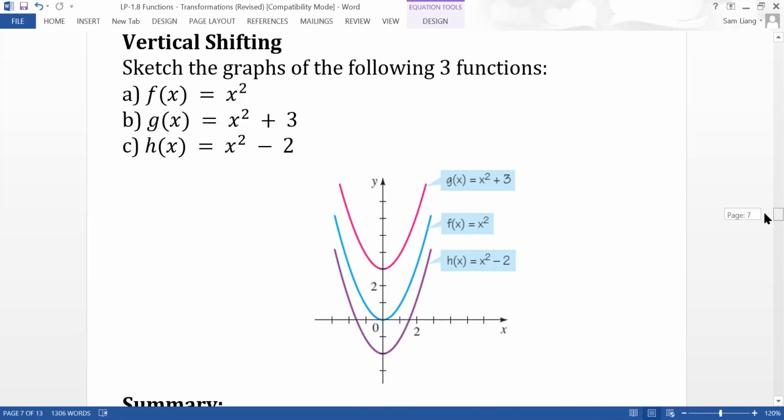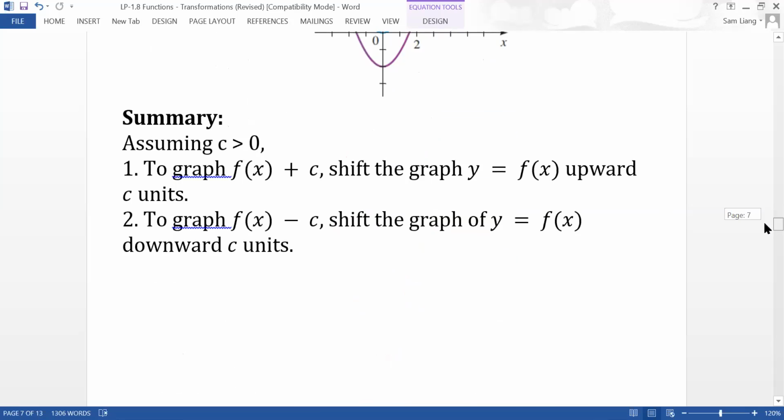Okay, so in summary, assuming c is greater than 0, right, assuming it's positive, to graph f of x plus c, shift the graph y equals f of x upward c units. To graph f of x minus c, shift the graph of y equals f of x downward c units. Okay, pretty intuitive. If you need to copy this, please pause the video here. Otherwise, I'll move on to the next section.